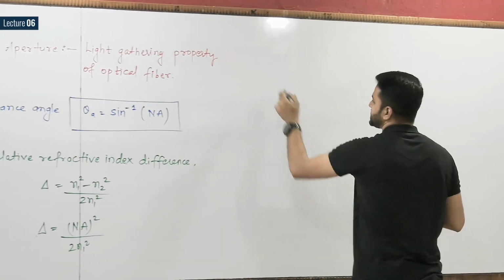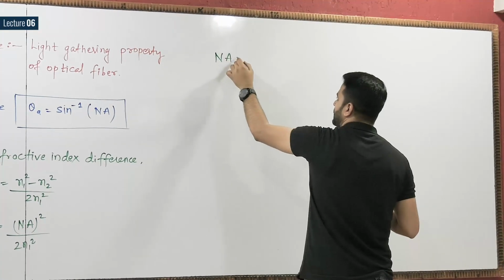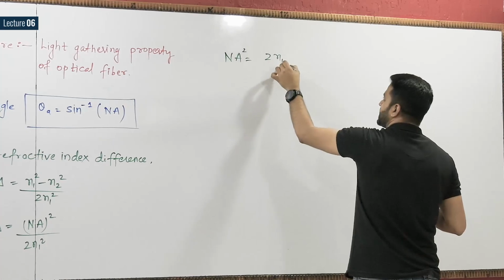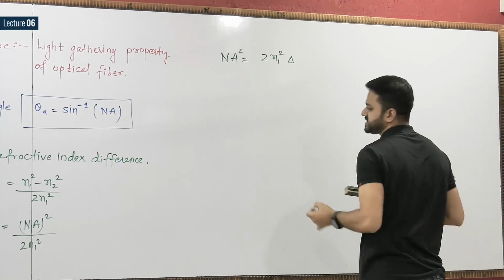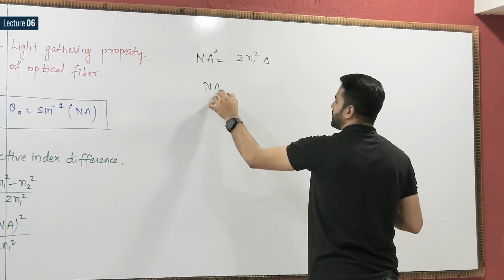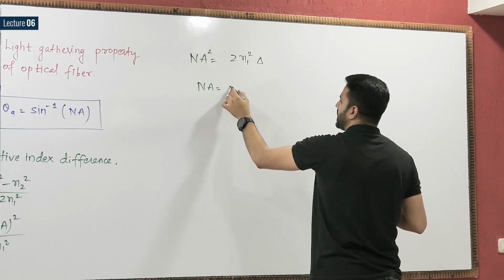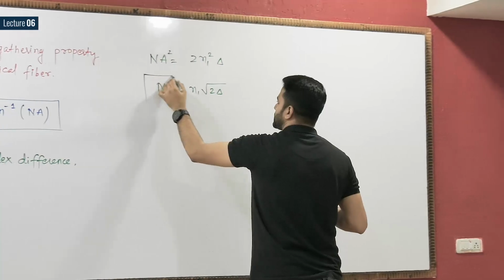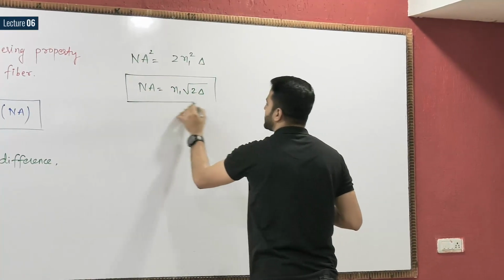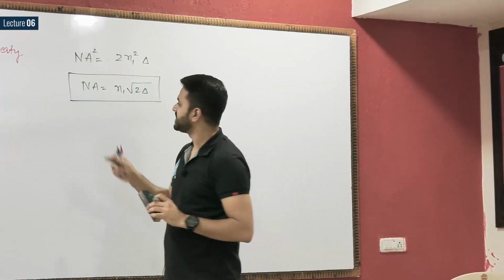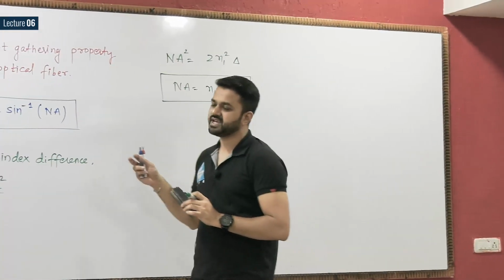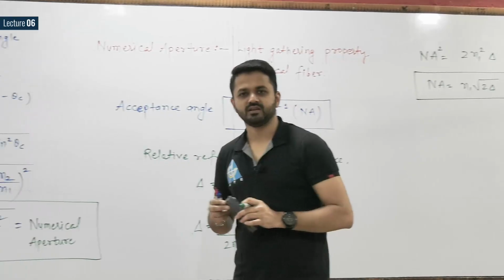So the numerical aperture can also be written in terms of relative refractive index difference, which is NA equal to n1 into root over 2 delta. So numerical aperture can also be calculated with the help of relative refractive index difference and the refractive index of core. So this is all about the acceptance angle and numerical aperture.